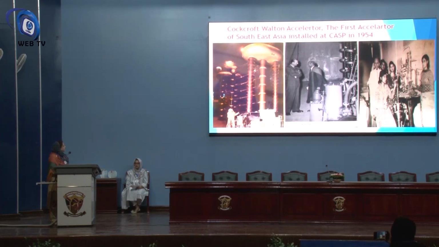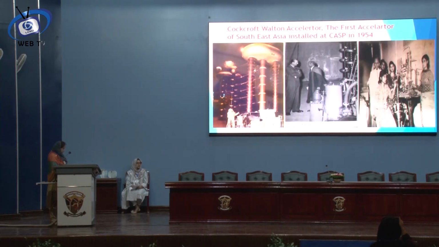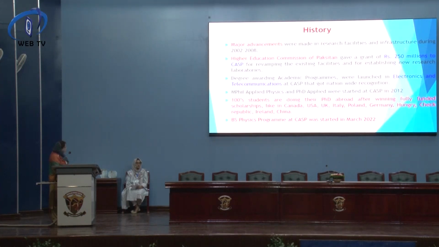These are some pictures you can see. So you can see Professor Rafi Muhammad Chaudhry standing in the center in the high tension laboratory. Here you can see a copy of the Walton accelerator.